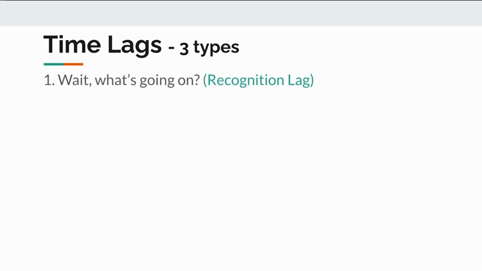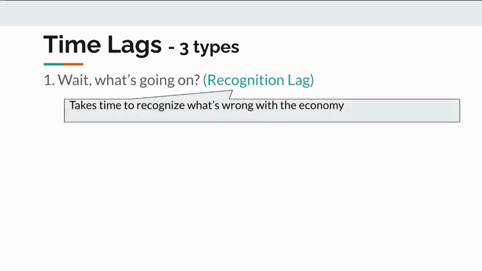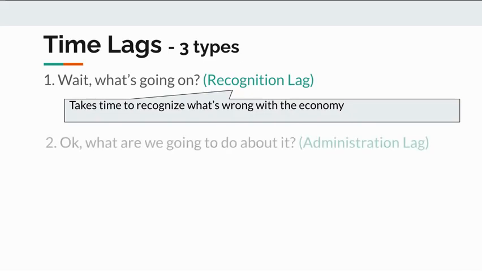So the first type of time lag is recognition lag, where you're like, wait, what's going on with the economy? Because it takes time to recognize what's going on with the economy. So even though the economy maybe isn't doing great, it takes time to figure out what exactly is wrong with the economy. Okay, so let's say you figured out what's wrong with the economy. Now you got to figure out what you're going to do to fix it.